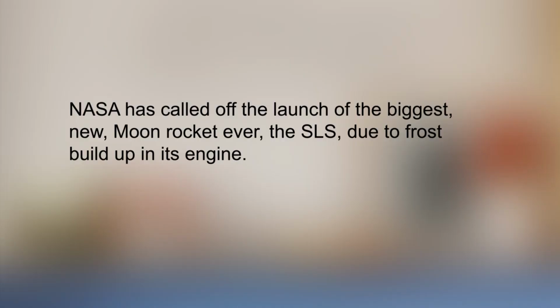NASA has called off the launch of the biggest new moon rocket ever, the SLS, due to the frost build-up in its engine. What does this sentence tell us? What are the key words? This sentence tells us about the agency, the name of the rocket, its size, and the reason why the launch has been put off. So the main idea or thought here is that the rocket launch has been cancelled.